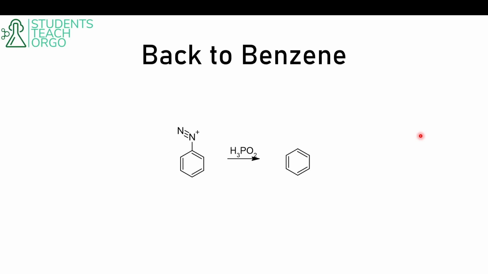And then finally, if we want to go back to benzene from the diazonium for some reason, we can react it with this hypophosphorous acid here, and that will just remove the diazonium and give us back our benzene ring.